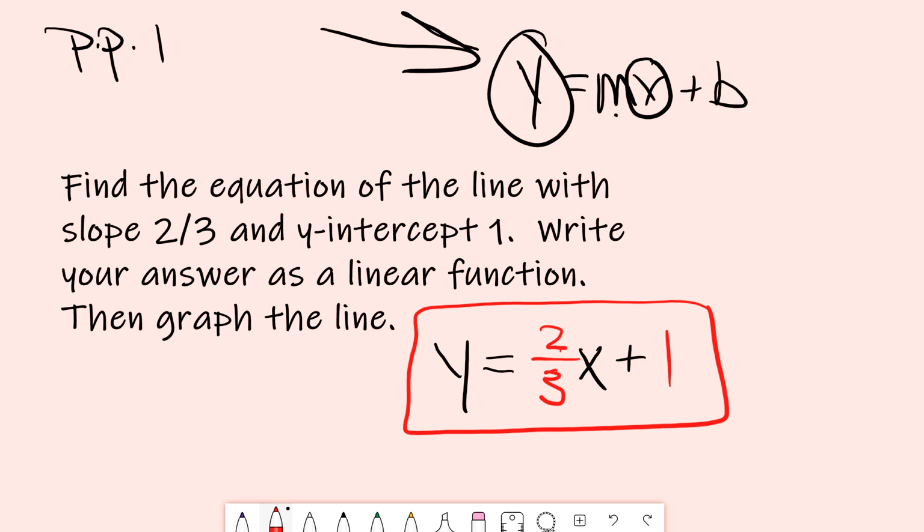Okay, they'll ask you sometimes to write your answer in standard form. I'll wait till I come to a problem before I do this one. They'll tell you how they want the answer to be, and then we'll do it at that point in time. Okay, so that's all there is to that one.